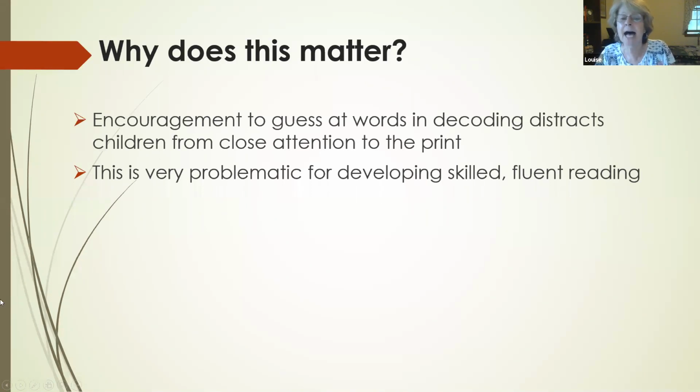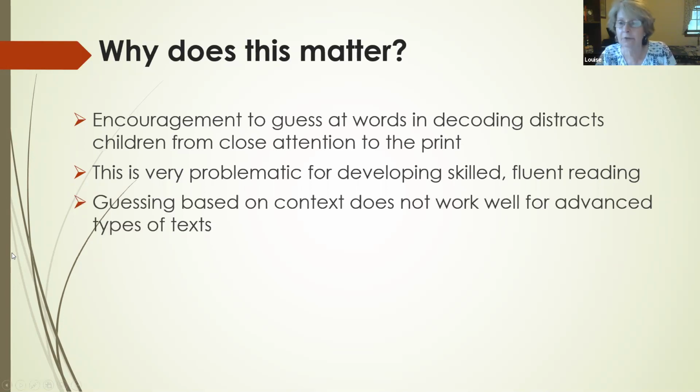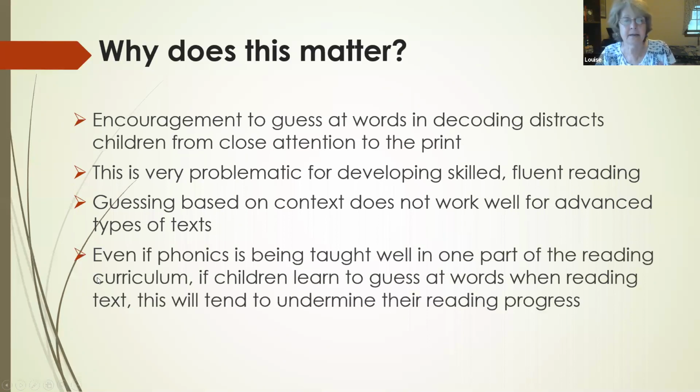In English, lots of words differ in just one letter. And the one letter makes a huge difference. So children have to get into the habit of looking really closely at letters and words. Also, guessing based on context doesn't work well for advanced text. If you're reading a very simple book, a first grade level book, it might work pretty well. But once children are in third or fourth or fifth grade and they have to read about the culture of Denmark or something like that, it's not going to work too well.